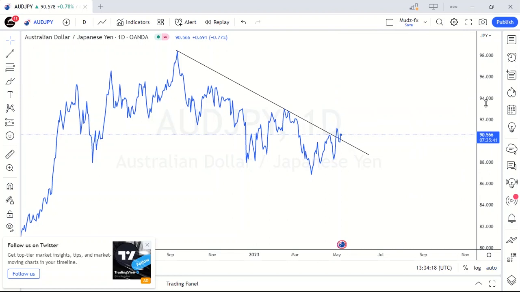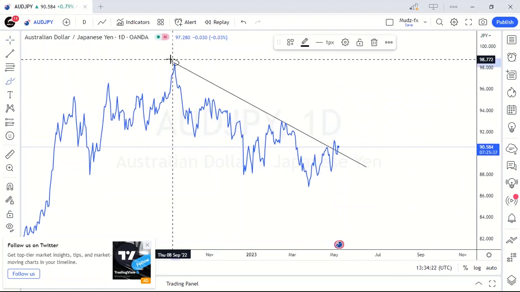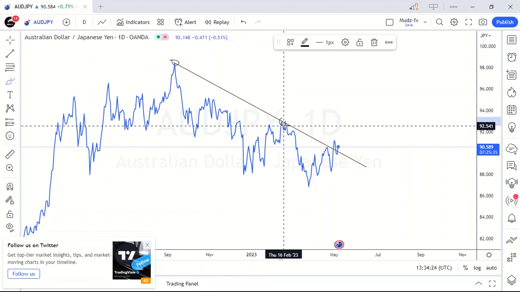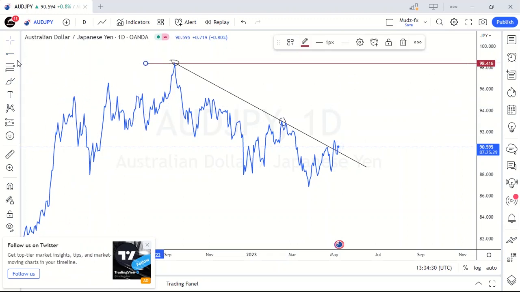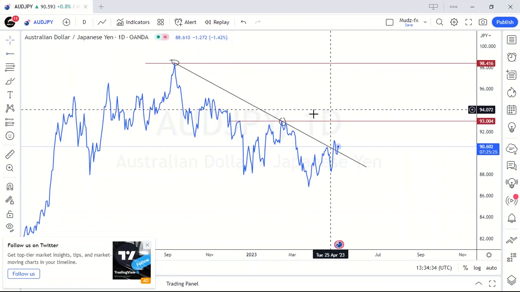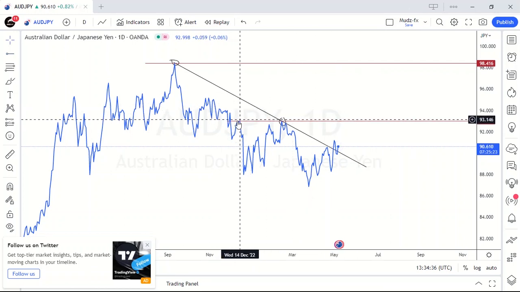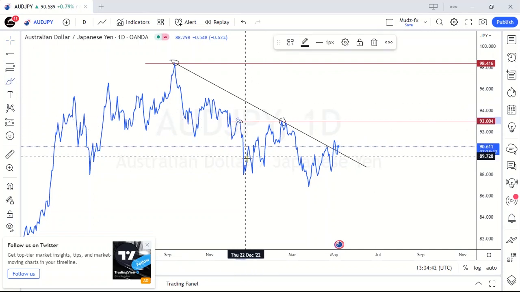Okay, so as we can see, we have our first high, then we have our lower high. Then on the second, the market touched it twice. It touched it twice as a resistance, so it made it a strong resistance and pushed the market down.